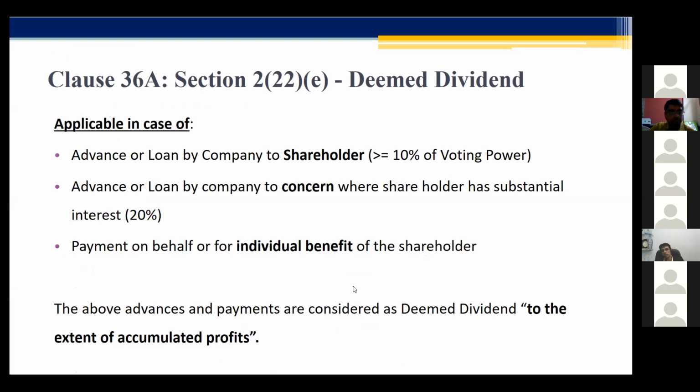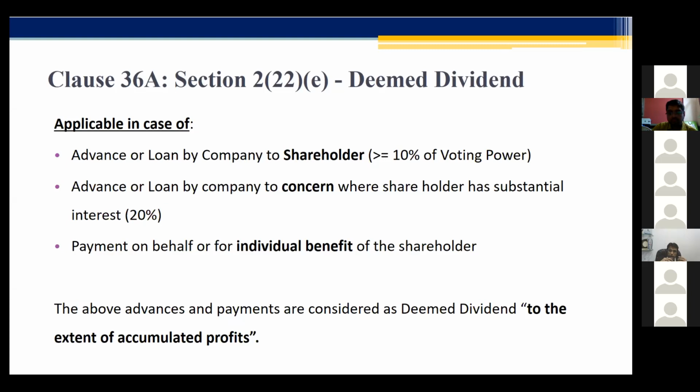Coming to clause 36A to 22E, deemed dividend. Generally, we have been seeing this as an important clause which most of us do not actually look into. As we had discussed 36(1)(2), in private entities there is a practice by the companies to keep on advancing the monies to director shareholders.